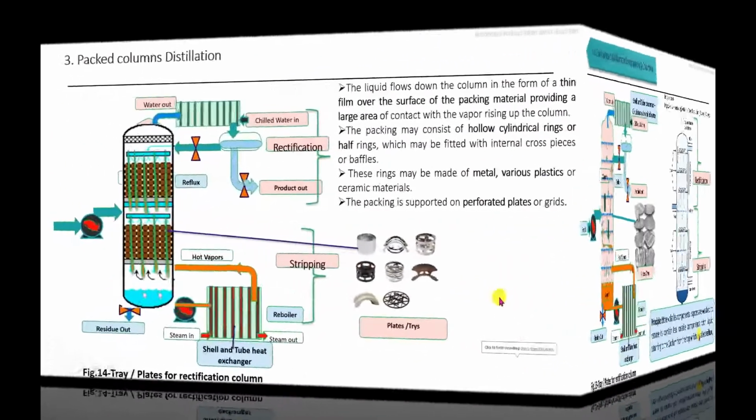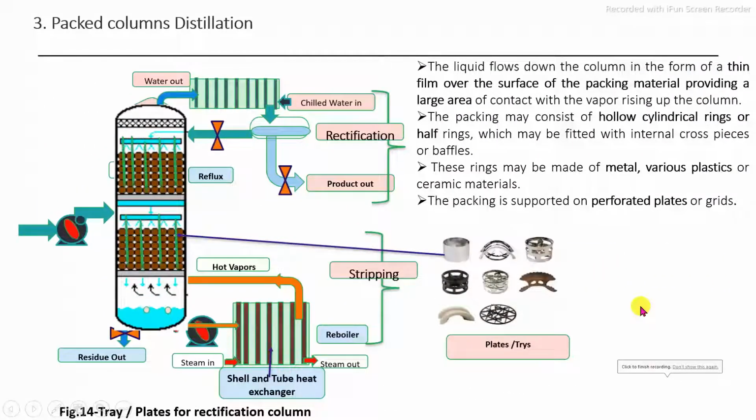Next, the third one is packed column distillation. This packed column distillation is also operated in series as per our requirement, and may be operated up to 4 to 5 stages. The basic difference between fractional distillation and packed column distillation is that the fractional distillation column is provided internally only with trays or plates, but the packed column distillation is provided internally with packing materials, and it is divided into two main parts.